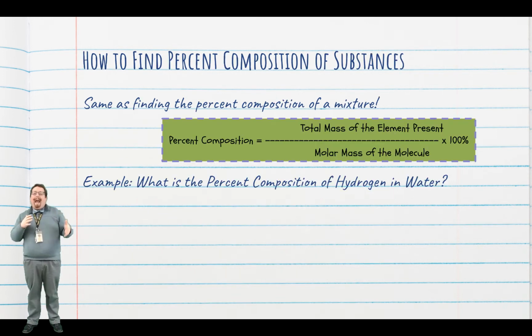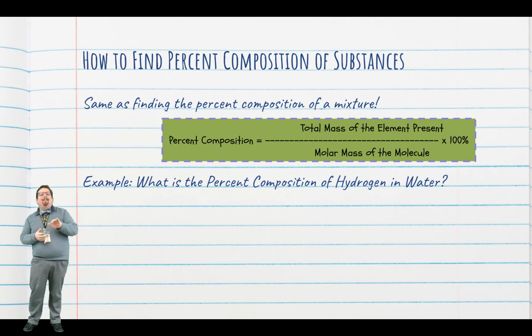So, how do we find the percent composition of a substance? Well, I'm glad you've asked. Here you thought this would be really hard, but it's actually just the same thing we just learned about finding the percent composition of mixtures. So you would take the total mass of that element that you're looking for in your molecule and divide by the total mass of the whole molecule, then multiply by 100%.